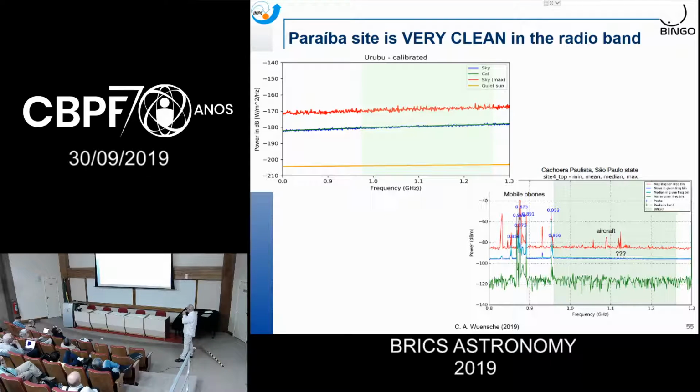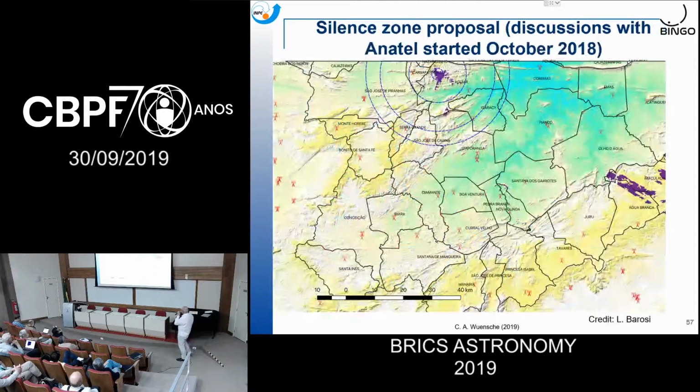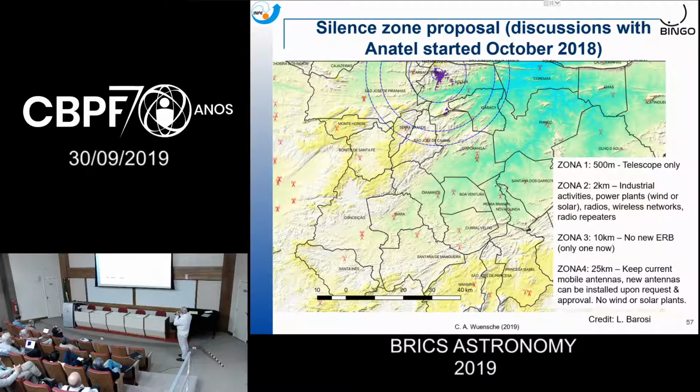These are mobiles. This is aircraft. This is mobile. This is a church that has a TV station that transmits here, so you also pick them up. These are airplane routes, and these are geostationary satellites that contribute to pollute our data. So we are working on the man-made horizon data. We are working on a silence zone.